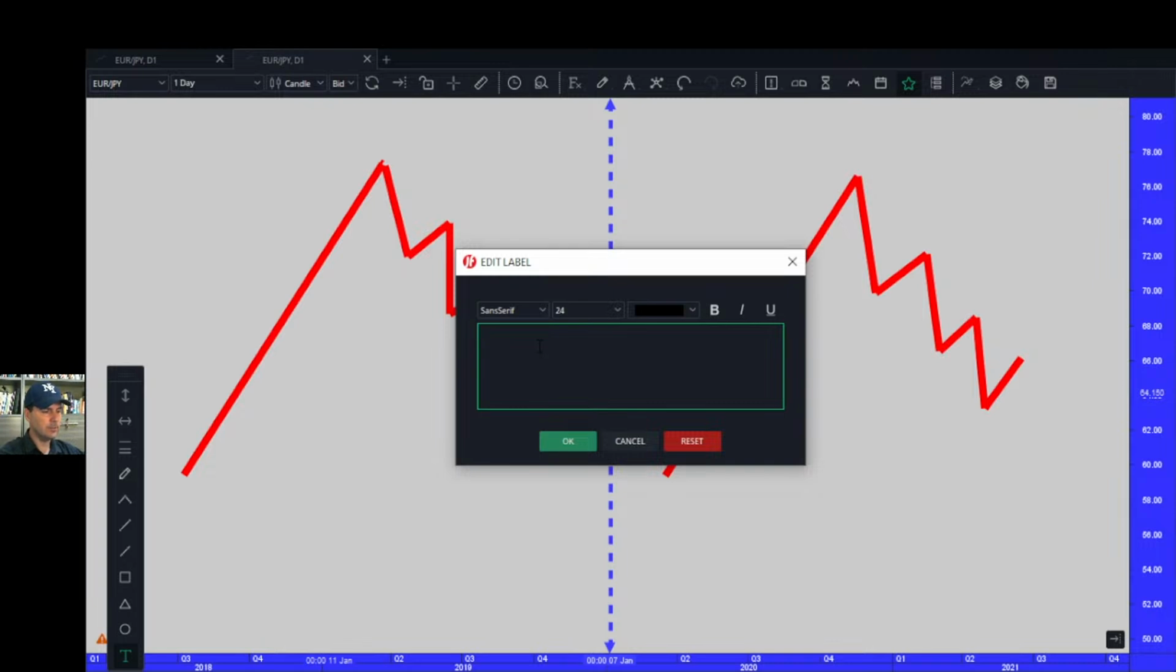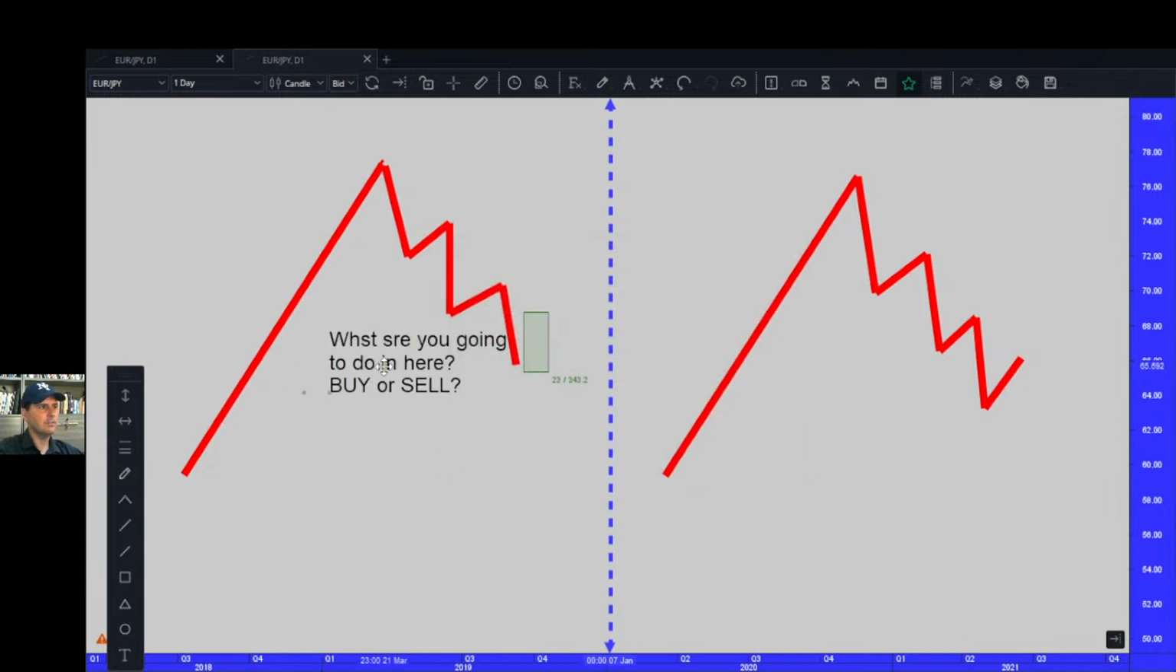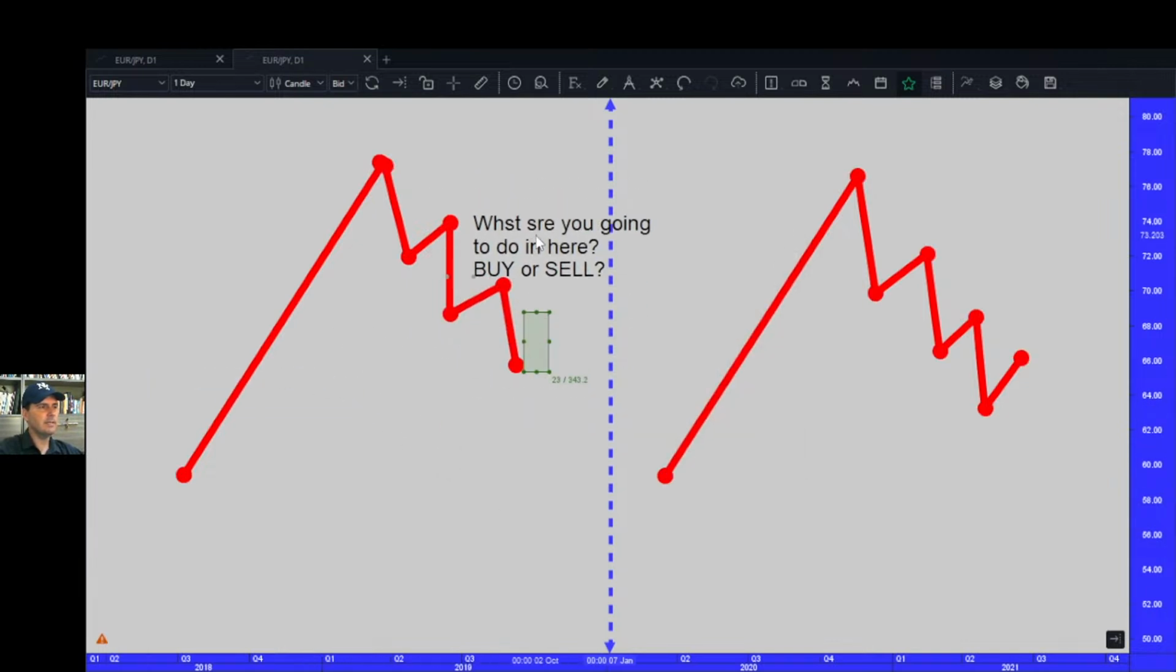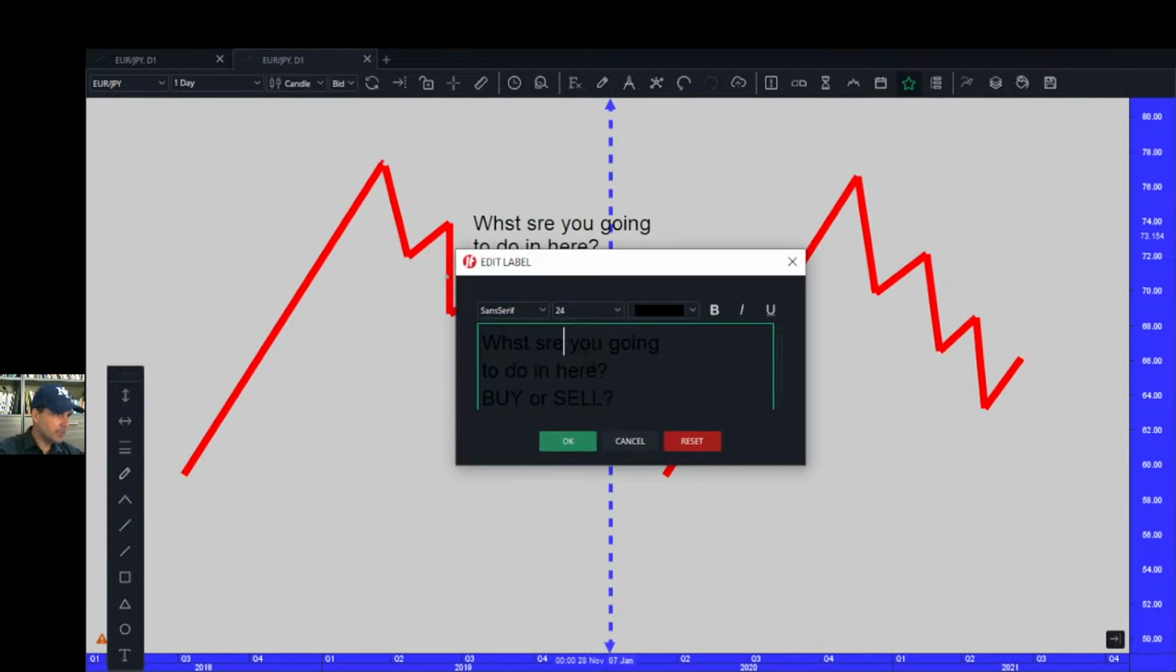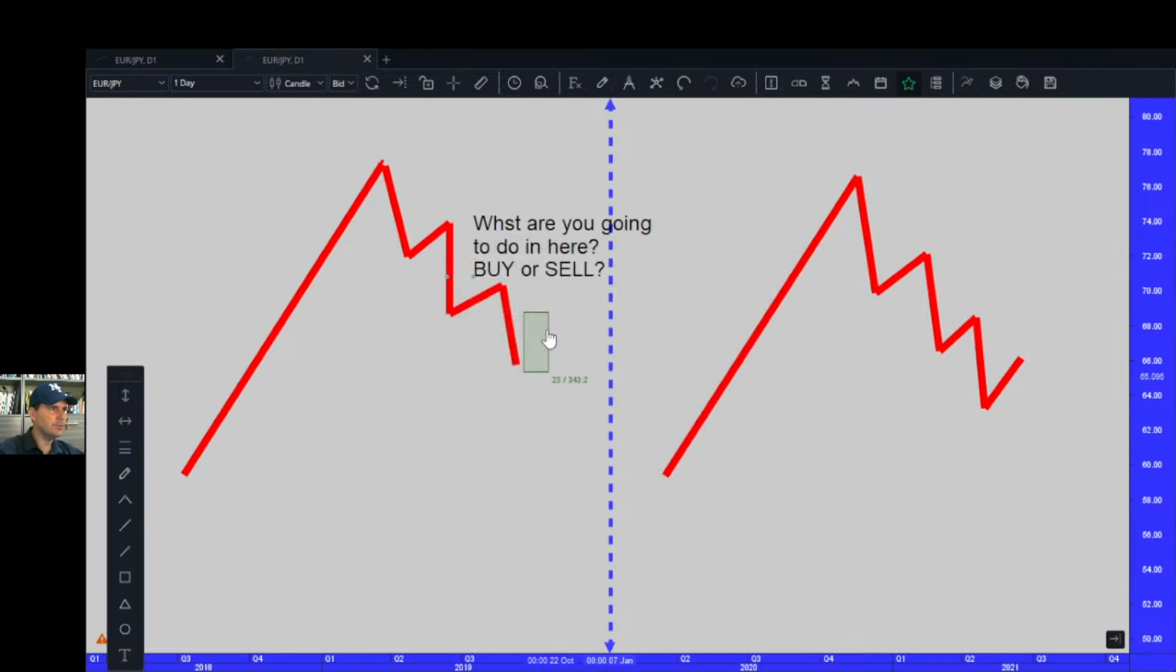Okay, so what are you going to do in here? Buy or sell? And remember, you can apply this on all time frames or currency pairs. It's happening all day. What are you going to do?